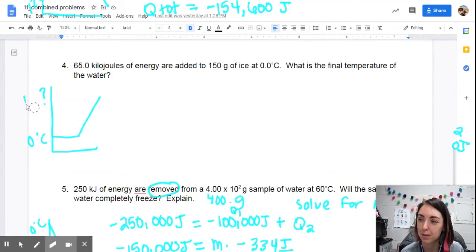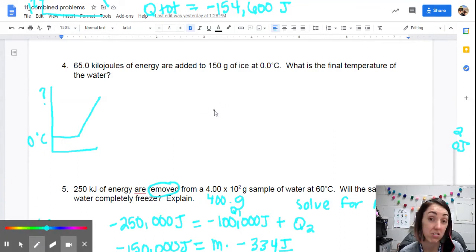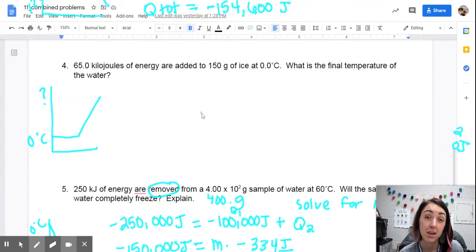We don't know what the final temperature is, so it's okay to call it question mark. We just don't know. Or you can call it X if that makes sense to you. That's what we're solving for. We don't know T final. That's cool. Okay, Q1, Q2. What I want you to do is calculate Q1, subtract it from Q total, and set up your equation for Q2.